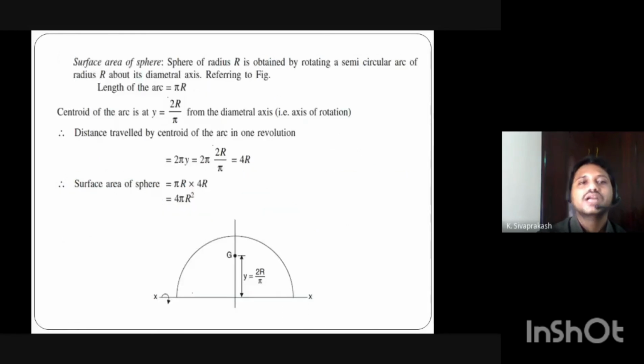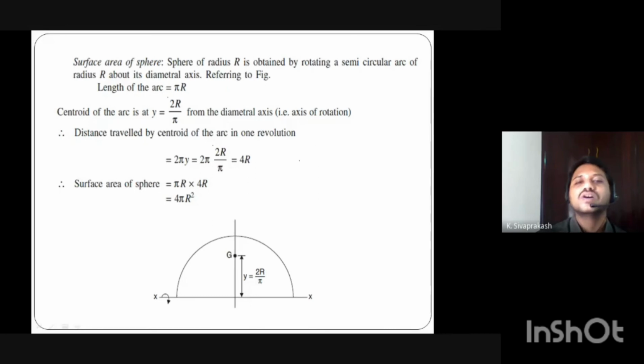Let us see some examples for theorem 1 and theorem 2. Now let us find the surface area of the sphere. How do we find the surface area of the sphere? First, how do we get the sphere area? By revolving a semicircle curve. If you revolve a semicircle curve about a non-intersecting axis, then you will get the surface area of the sphere.